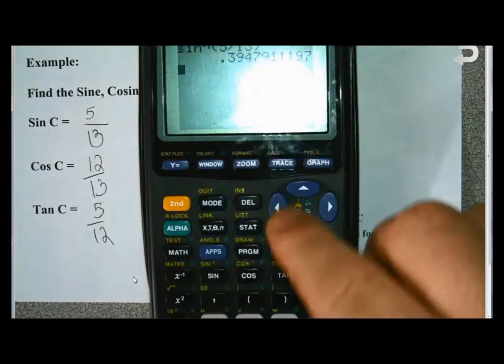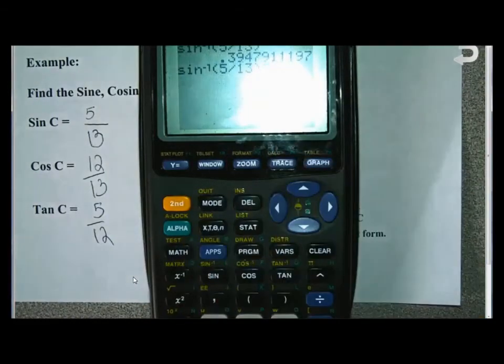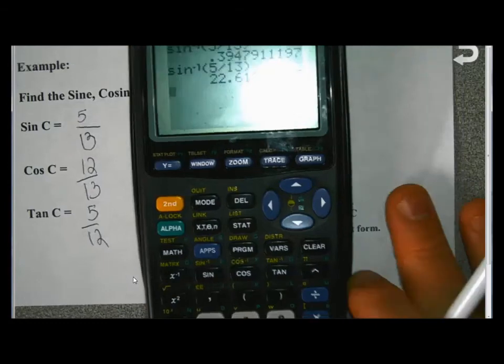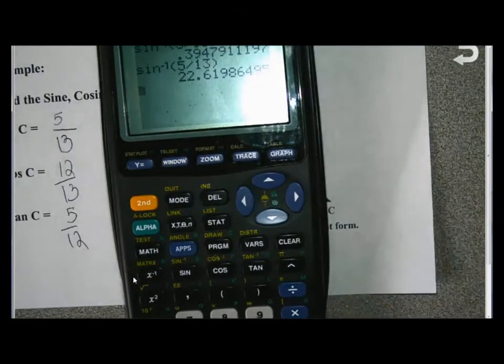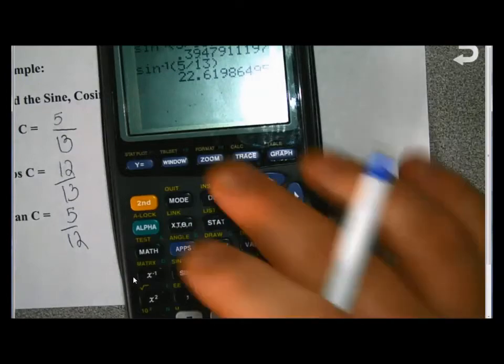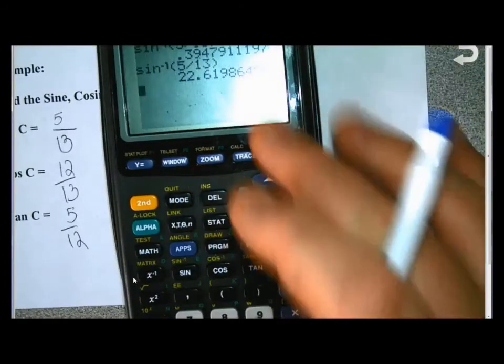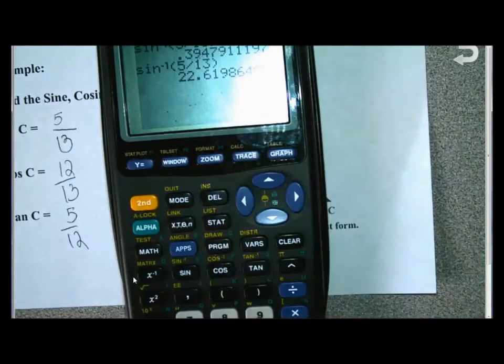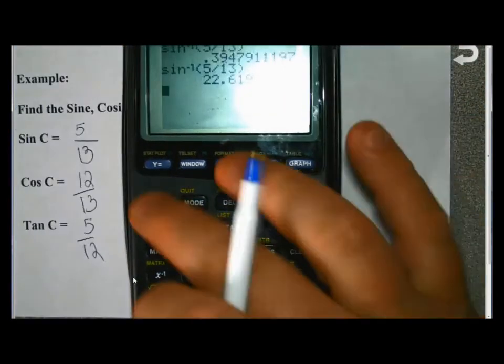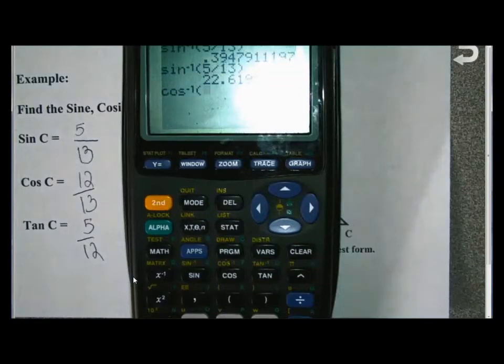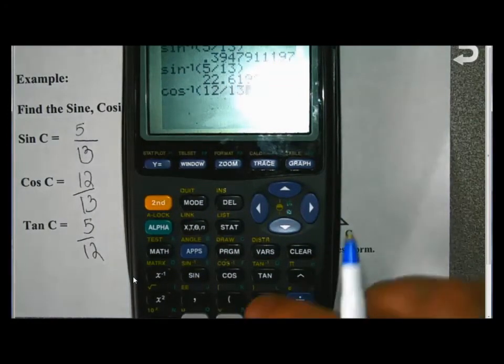So now I'm going to come back and do this again. Second sine, I hit enter. How many degrees is angle C going to be? 22.61. So round it up, because we're talking about degrees. Now let's do cosine real quick and see if it matches up. Second cosine, what fraction am I going to put in there? 12 over 13. 12 divided by 13.